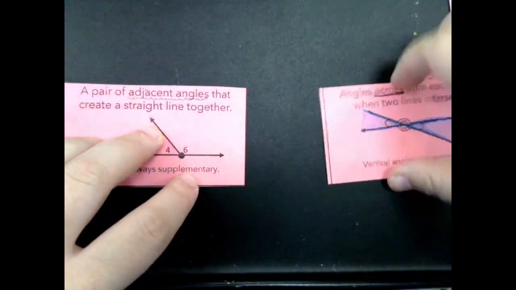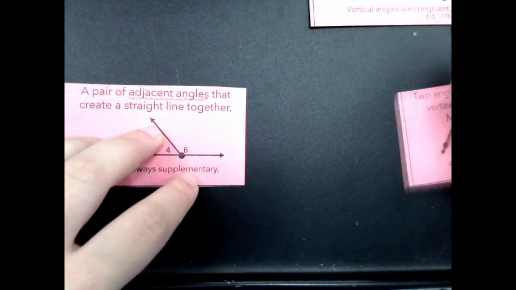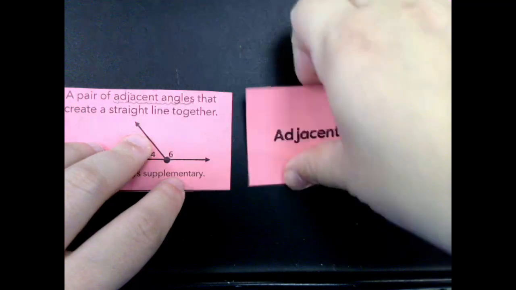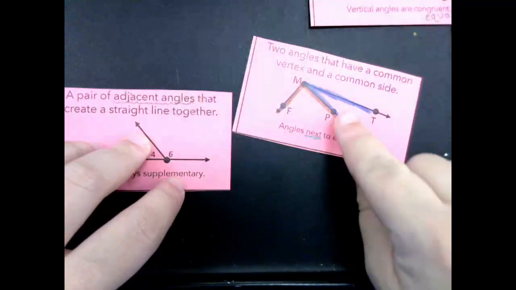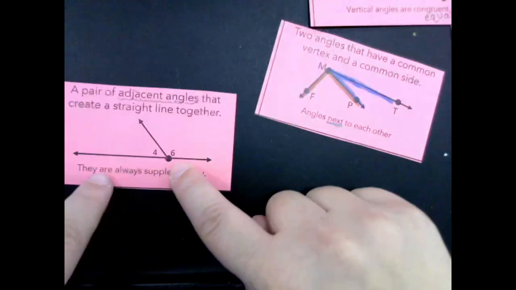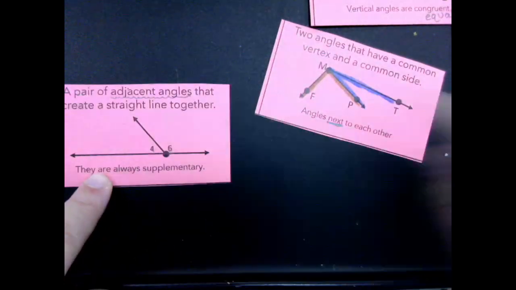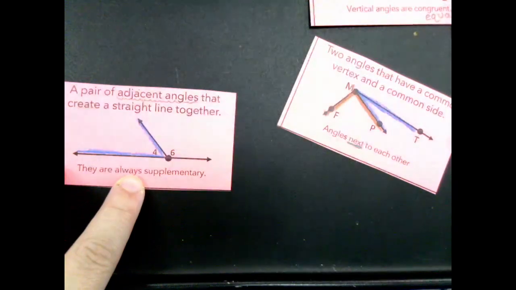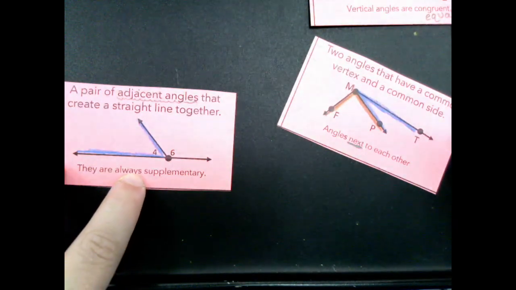I'm going to pull out that card again for my adjacent angles. So remember, adjacent angles means ones that are next to each other. So as I look at this one, we have angle 4. Remember, we can also just use numbers. And what's the other angle called? 6.